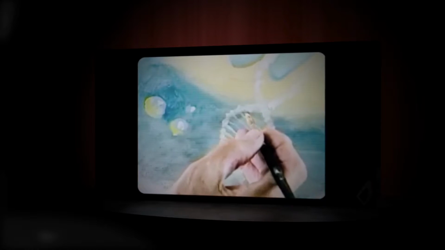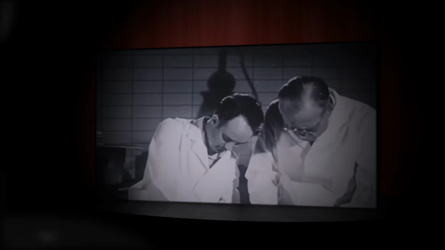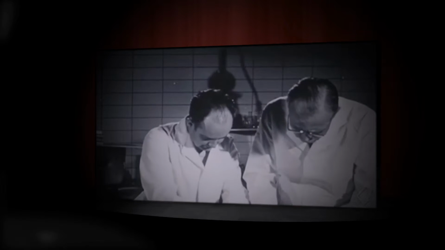The most popular idea has been that life emerged spontaneously from primordial soup. In 1953, Stanley Miller mixed water, methane, ammonia, and hydrogen to simulate the early Earth's atmosphere. Then he ran electricity through it in an attempt to jumpstart life.